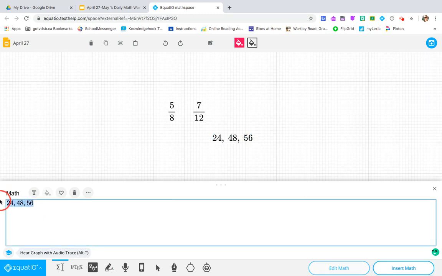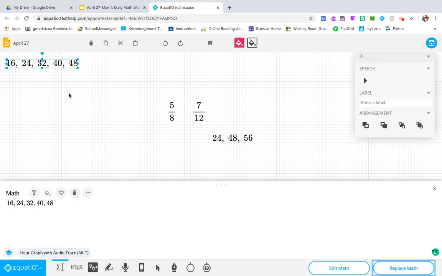Let's also add in then our multiples of 8 to see if we can find a common number that will work for both of these. So 8 and 16, 24, 32, 40, 48. Look at that. I found one in common. So let's stop there. Insert that math so you can see them.